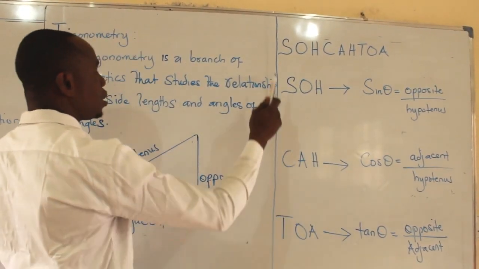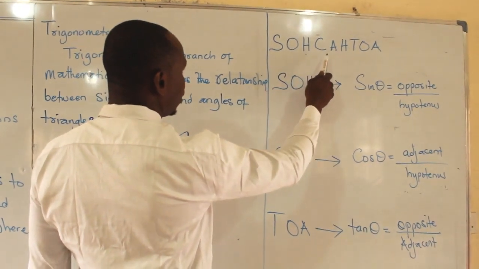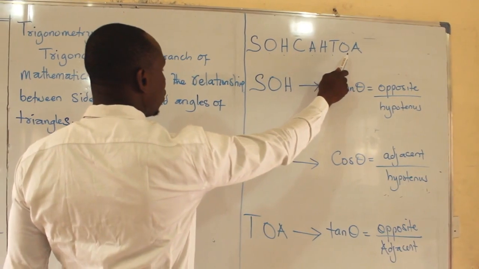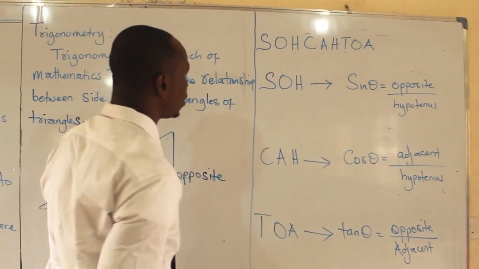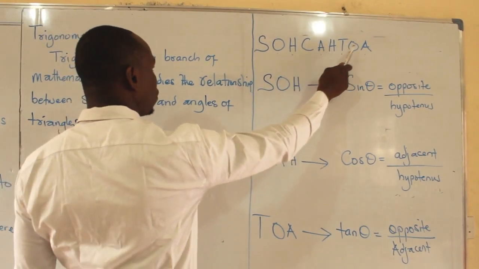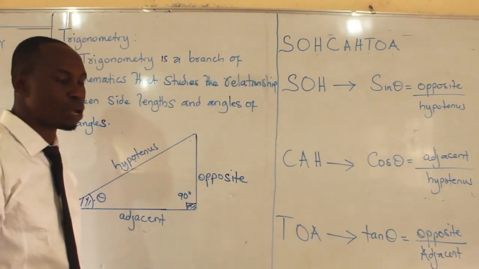Some lecturers will say, Stupid Old Harry Couldn't Advance His Troops Over Africa. But mostly it is pronounced as SOHCAHTOA.